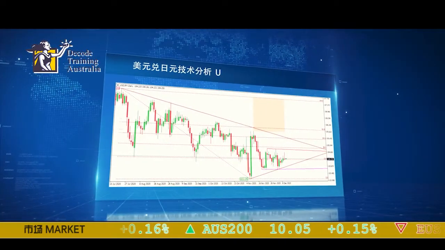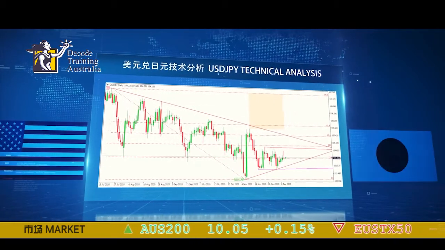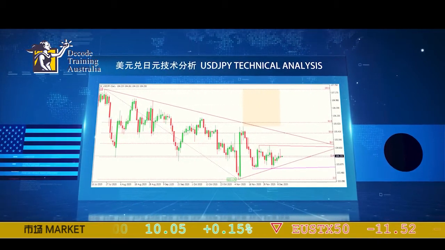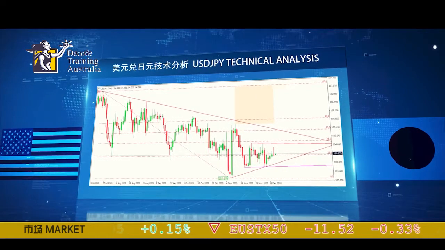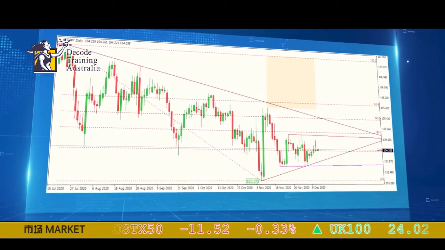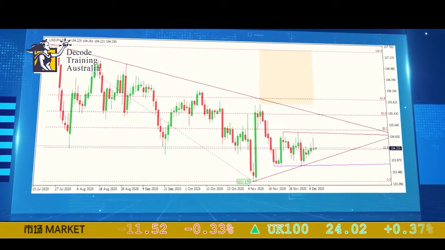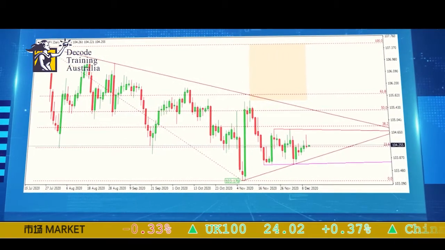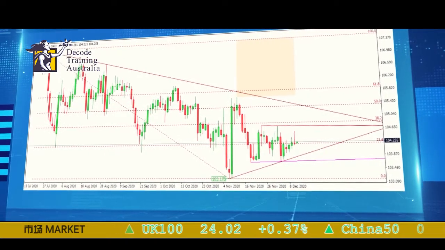Now let's look at the US yen technical analysis. The US dollar rose against the Japanese yen on Friday, increasing the price of the US yen pair to more than 104 ahead of the release of US Michigan Consumer Sentiment Index news. As we're speaking, the US yen pair is strengthening around 104.25 with multiple resistance levels coming ahead.